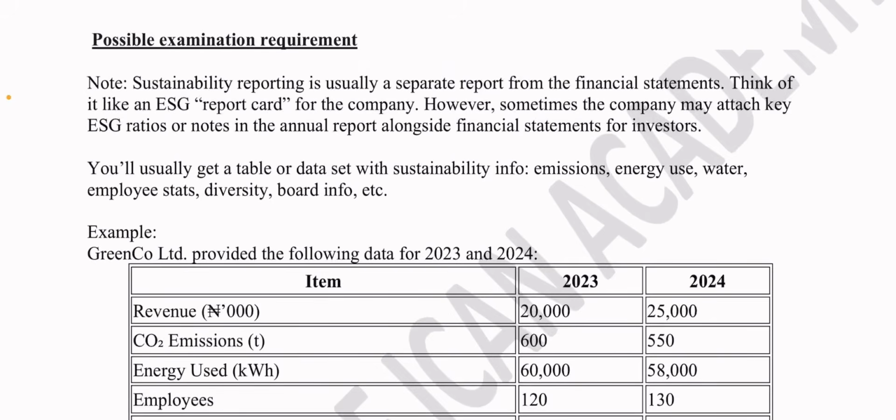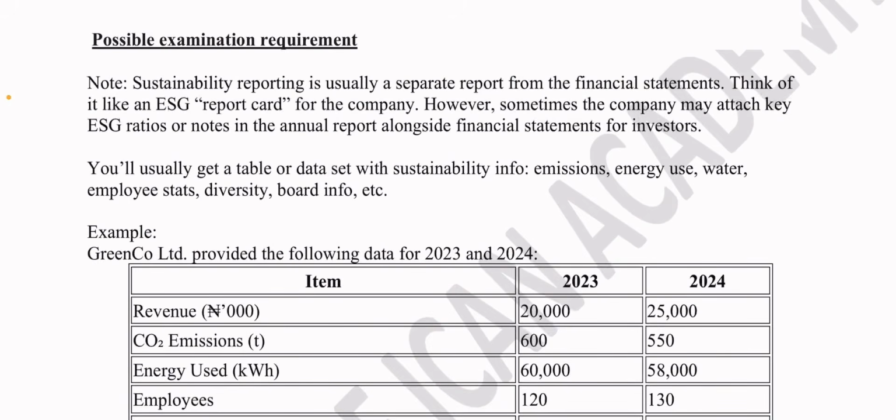So think of it like a report card of the company. They'll tell you what the company has achieved, the revenue they have generated, the costs they have incurred on different aspects: costs on the environment, costs on profit, costs on the social aspects, that's on their employees and on the community, understand? Then the company may attach key SDG ratios or notes to the account alongside. So they could give you some notes to the account as well. It's just like a normal financial statement, right? They usually give notes to the account as well.